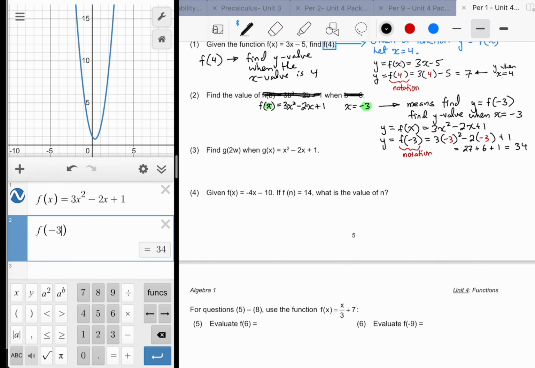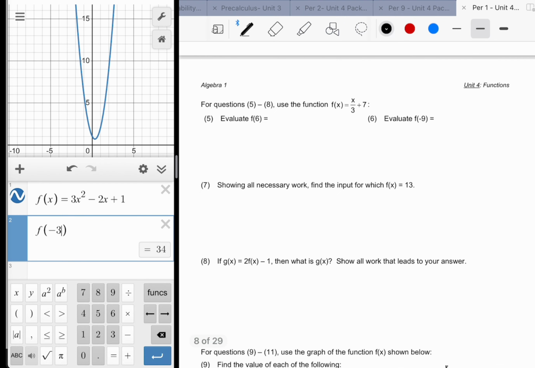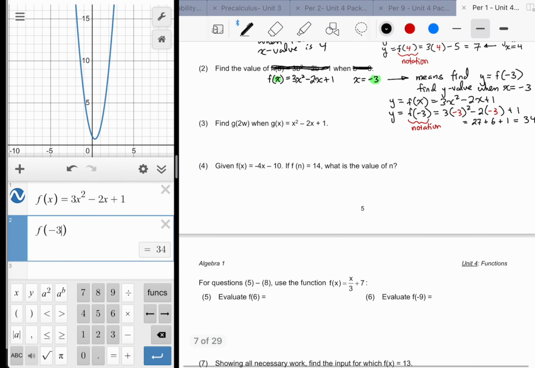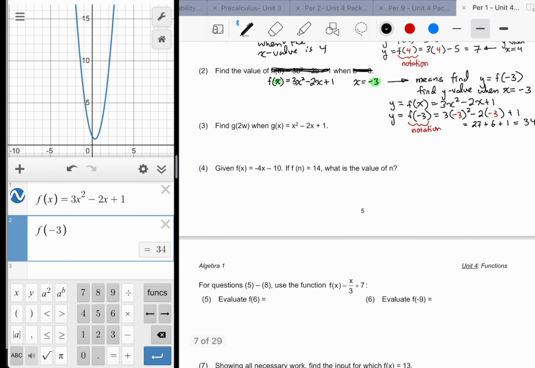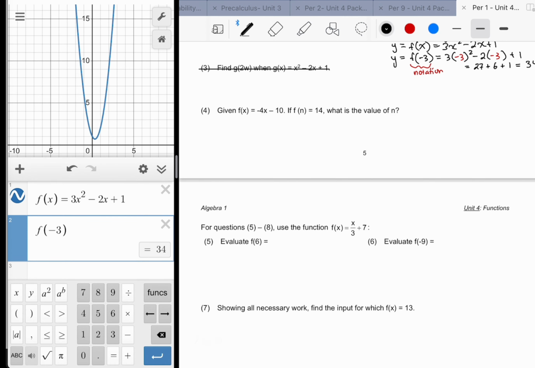All right. So the next one, that's probably a little much at this point, so we'll skip that one. Let's do number 4. And then that should set you up for pages 5, 6, and 7. All right. So this one says, given f of x is equal to negative 4x minus 10, if f of n is equal to 14, what is the value of n?